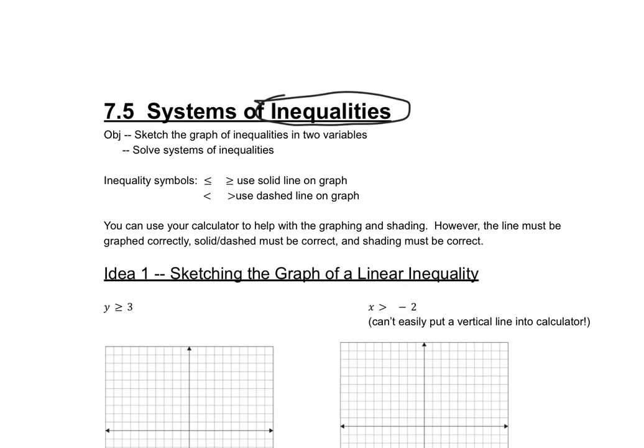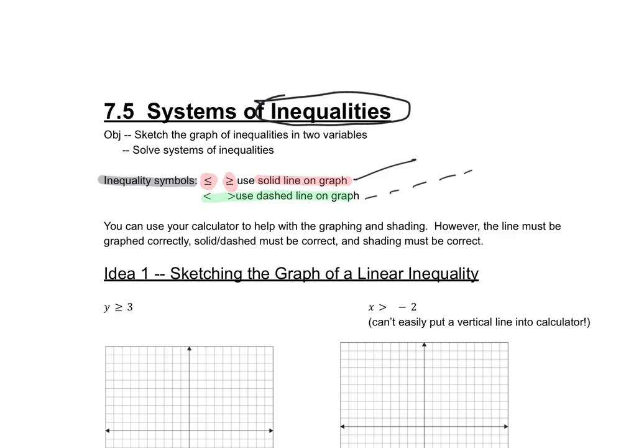So a couple of things to remember. First of all, our inequality symbols that we should all remember and know are less than and greater than, and less than or equal to and greater than or equal to. If we are going to graph those on a coordinate plane, we are going to use a solid line. If it is less than or greater than with no line underneath, then that means that we would use a dashed line.